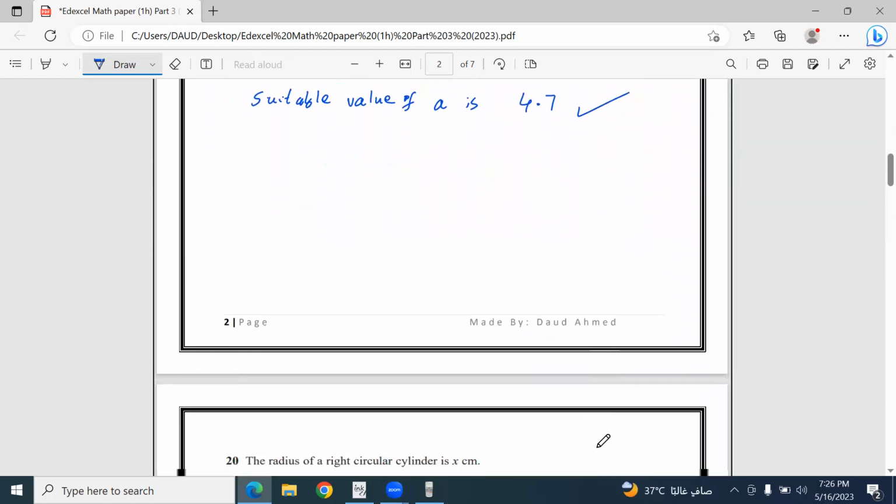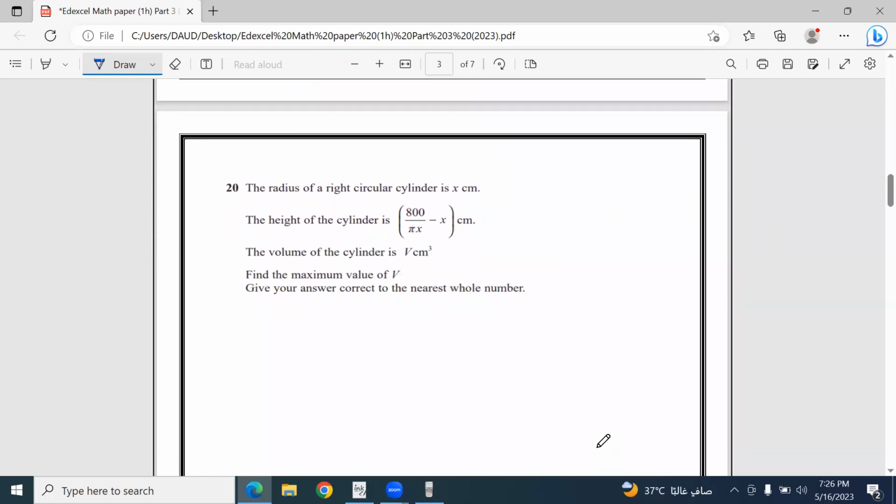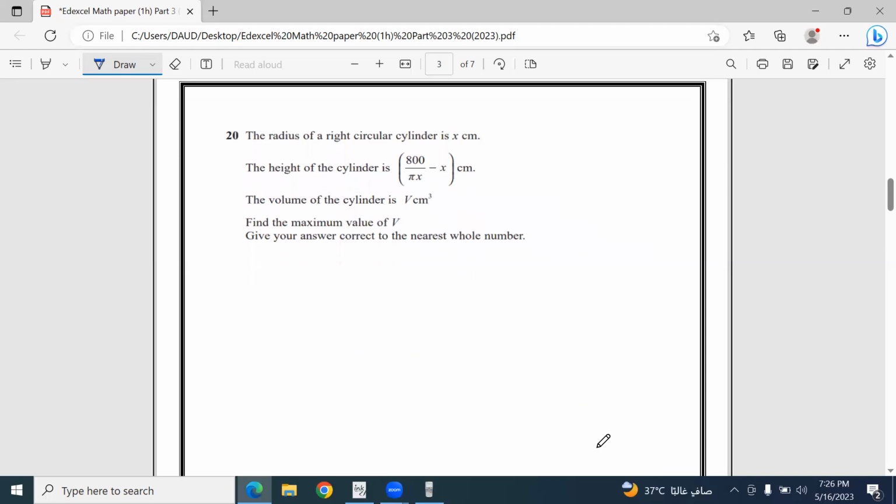Next, here they say the radius of a right circular cylinder is x. The height of the cylinder is given, and the volume of the cylinder is V, and find the maximum value of V. Give your answer correct to the nearest whole number.